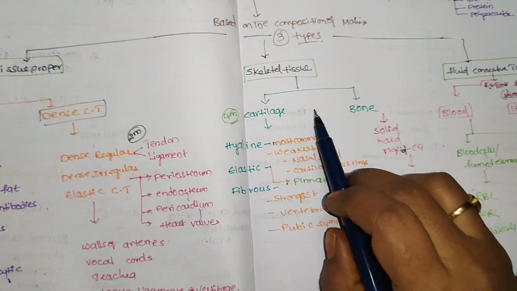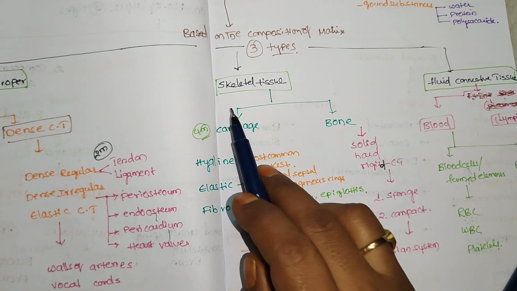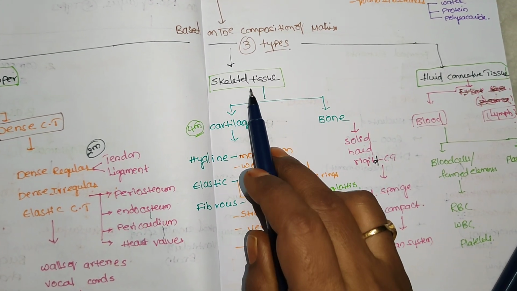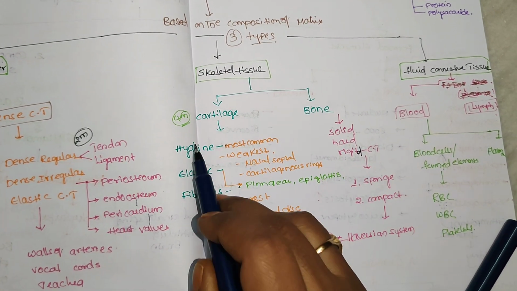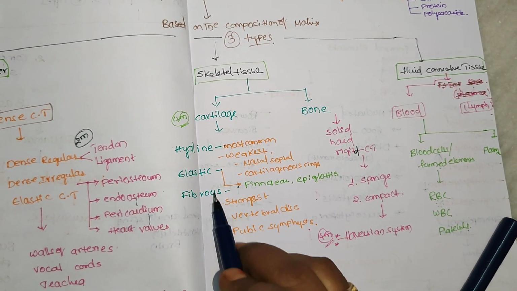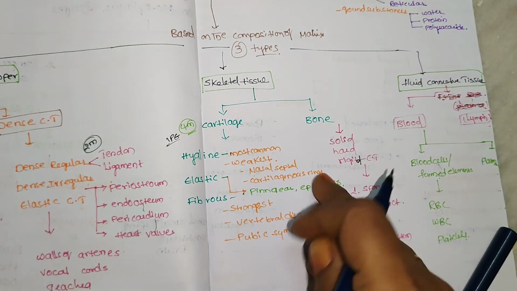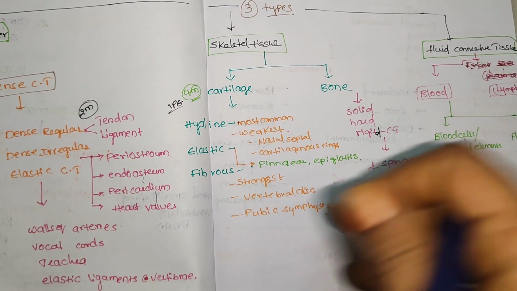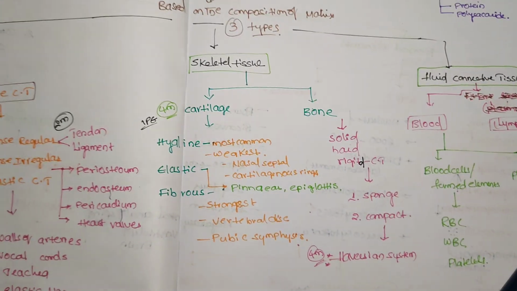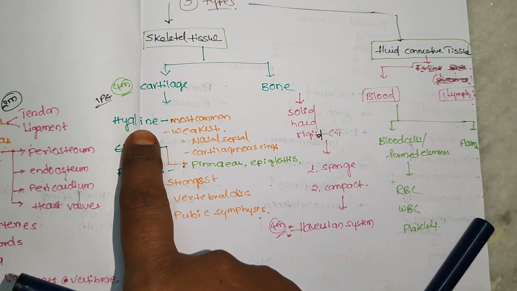Then move to the second main type, that is skeletal tissue. Skeletal tissue gives the support, right? Here again there are two types, cartilage and bone. The cartilage types are important for 4 marks in the IPE. The different types are hyaline cartilage, elastic cartilage, fibrous cartilage. The most common and weakest cartilage is hyaline cartilage.